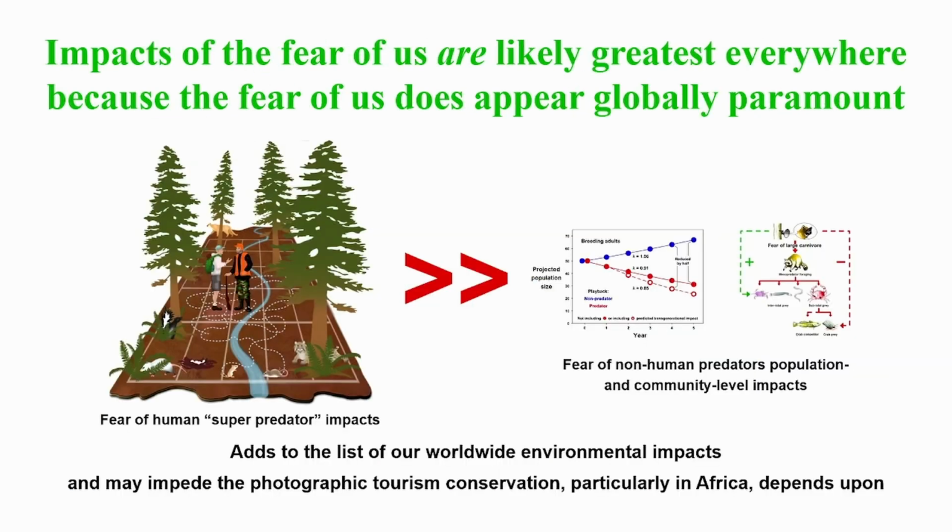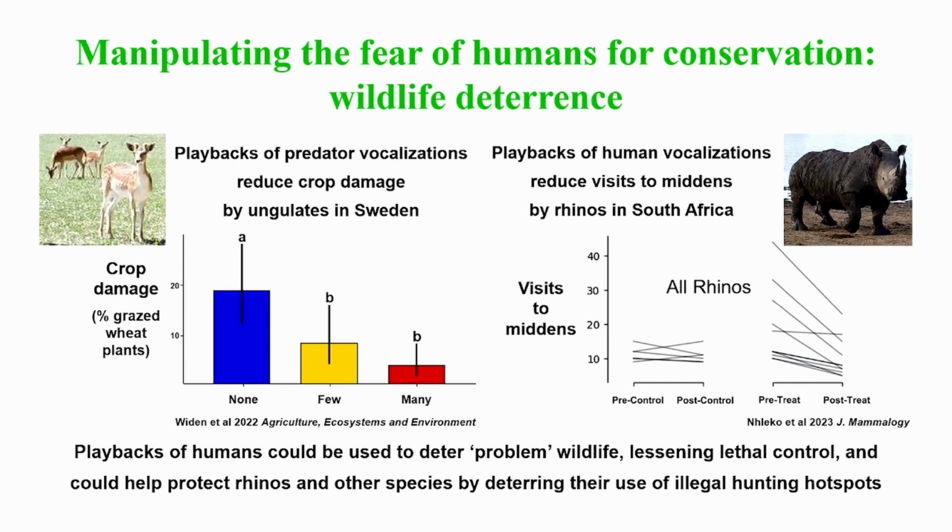Now, because the fear of us does appear to be globally paramount, then the impacts of the fear of us are likely greatest everywhere, far exceeding the population and community level impacts of the fear of non-human predators. And this would appear to add to the list of our worldwide environmental impacts, yay, humans, and may impede the photographic tourism conservation, particularly here in Africa, depends upon.